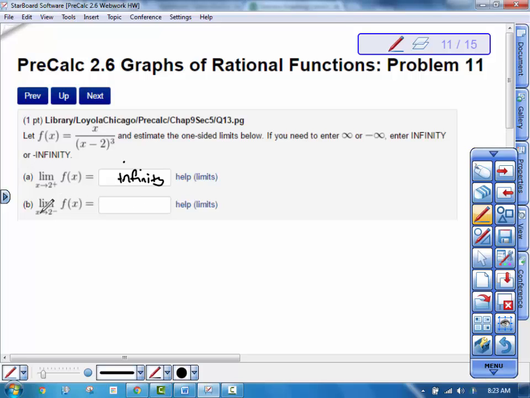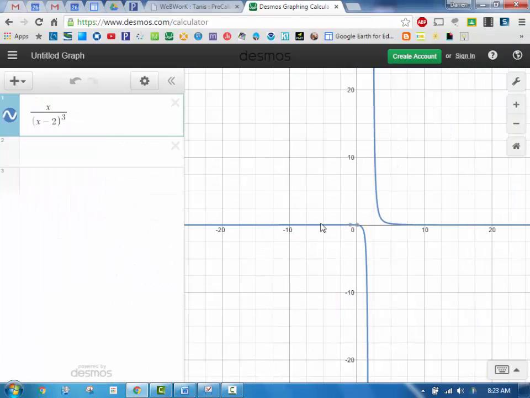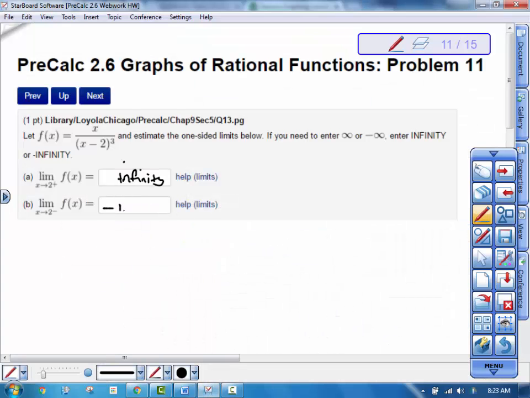Okay? Now the next thing is when we go from, what does the y value do when we go towards 2 from the left? So when we go towards 2 from the left, it goes down to negative infinity. So we would say negative infinity.